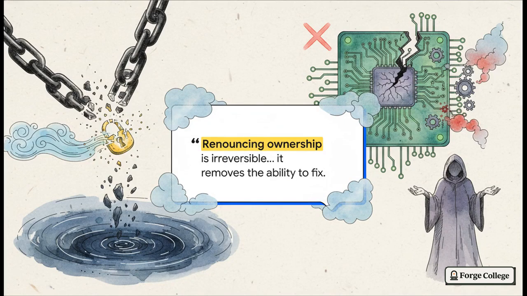I really want you to let this quote sink in for a second. Renouncing ownership is irreversible. It removes the ability to perform future administrative fixes. This is a severe one-way street, folks. Now, it's brilliant for trustlessness. If users know the contract has been renounced, they know for sure the developer can't suddenly jack up the fee structure or pause their withdrawals. But it also means if there's a nasty bug discovered tomorrow, there is absolutely zero way to fix it. So it requires incredible deliberation.